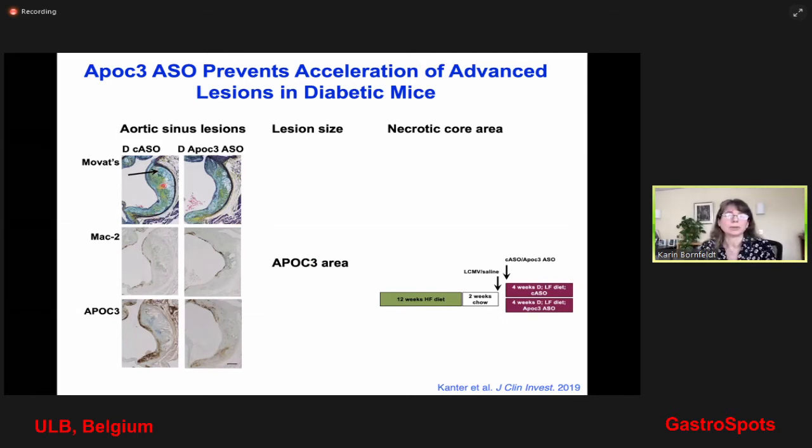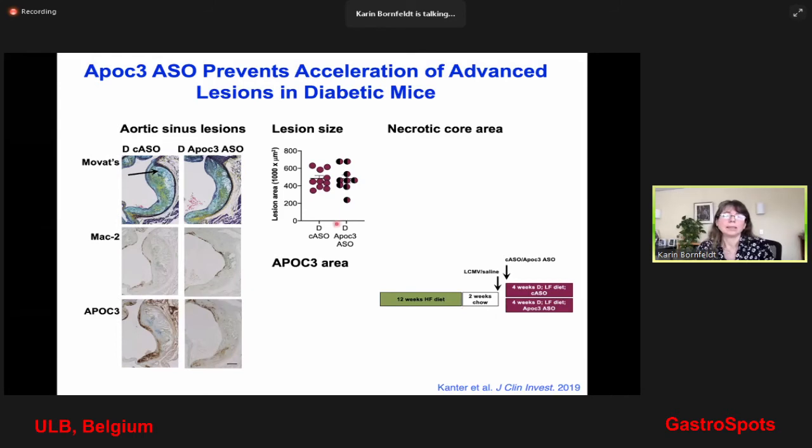You can see in this case, the lesions are a lot more advanced with large necrotic cores and cholesterol clefts. And we didn't really expect a difference in lesion size in this study because the animals had large pre-existing lesions before we induced diabetes. And that's indeed what we saw. And also ApoC3 antisense did not affect the size of these lesions.